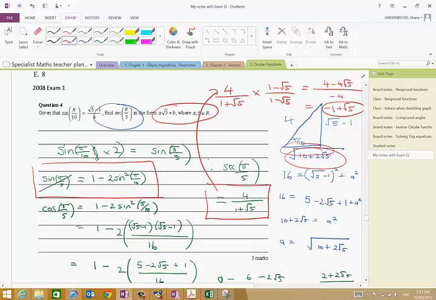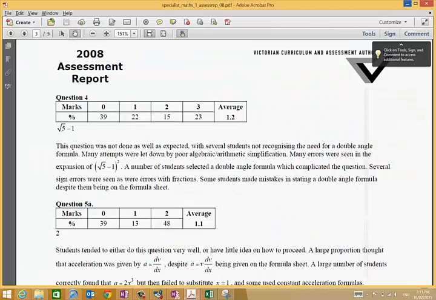Now we'll go have a look at the examiner report. Root 5 minus 1. Oh, that's annoying. There we go. Root 5 minus 1. Now, why did I pick this question? Well, for starters, 61% of students got 0 marks or 1 mark, indicating that a lot of students don't have a clue what they're doing when it comes to circular functions.